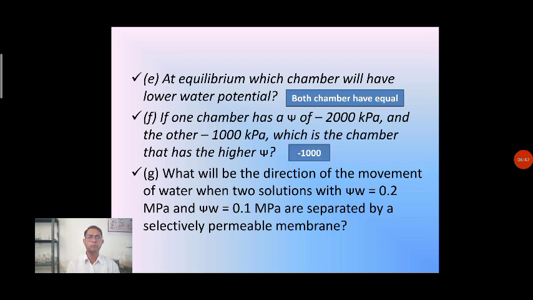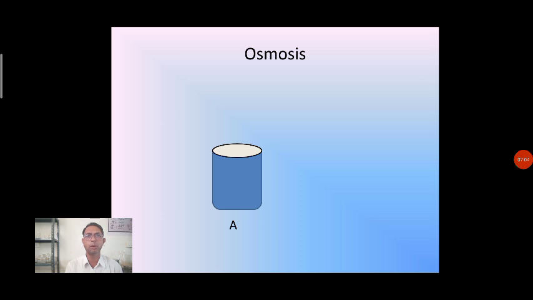If one chamber has psi of minus 2000 kPa and the other has minus 1000 kPa, which chamber has the higher psi, or potential? It is the chamber having minus 1000 kPa. So these are nothing but the different aspects regarding osmosis.